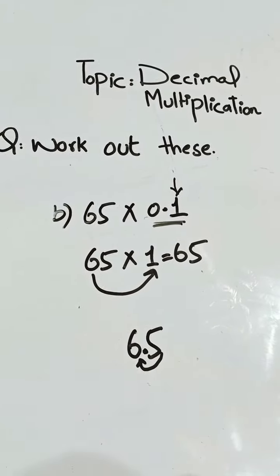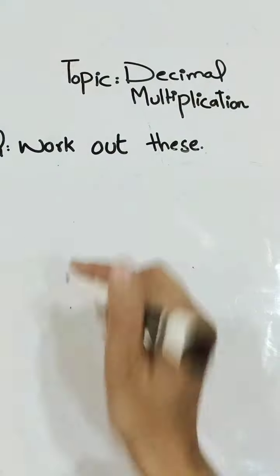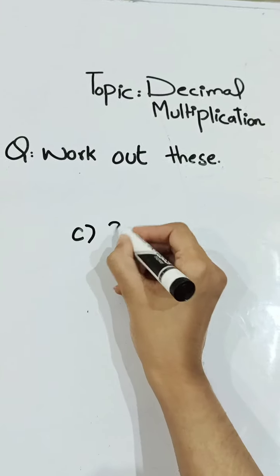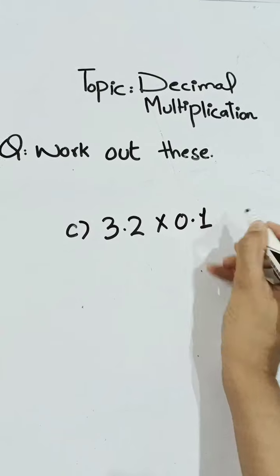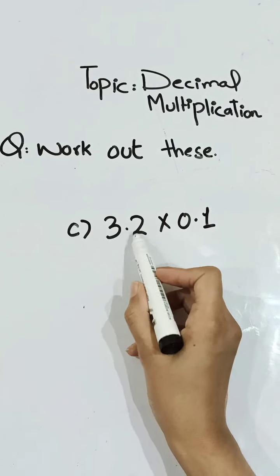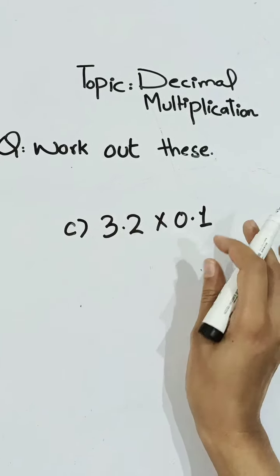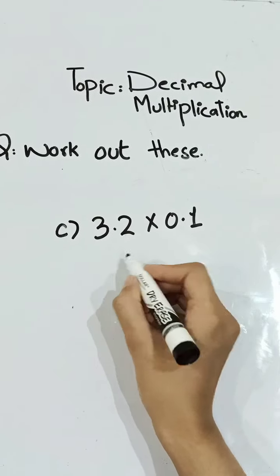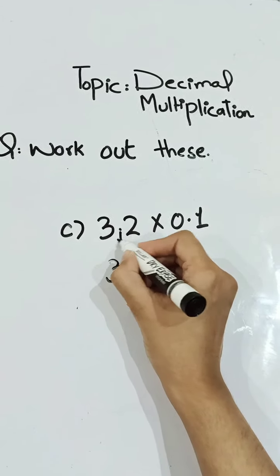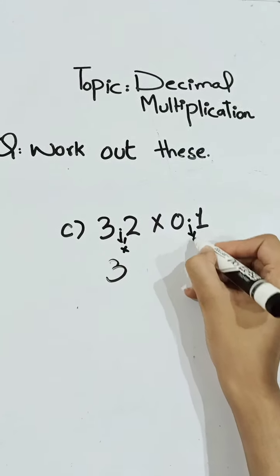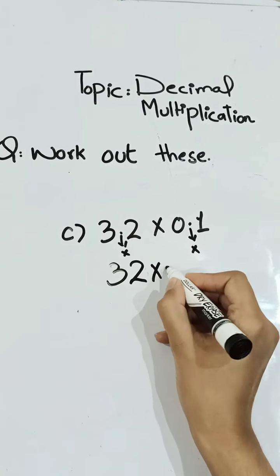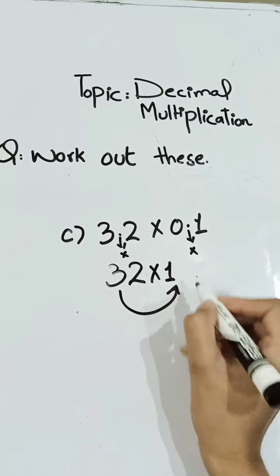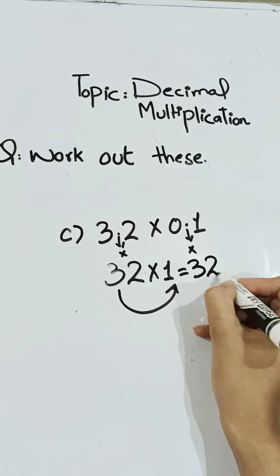Now what if we have a decimal in both values, like 3.2 multiplied by 0.1. So we have the decimal 3.2 and the decimal 0.1. For 3.2, you will ignore this decimal, and you will ignore this decimal for the multiplication. 32 multiplied by 1. 32 multiplied by 1 will be 32.